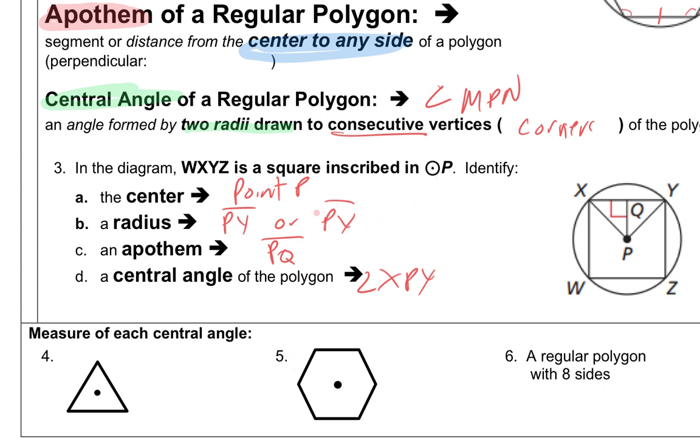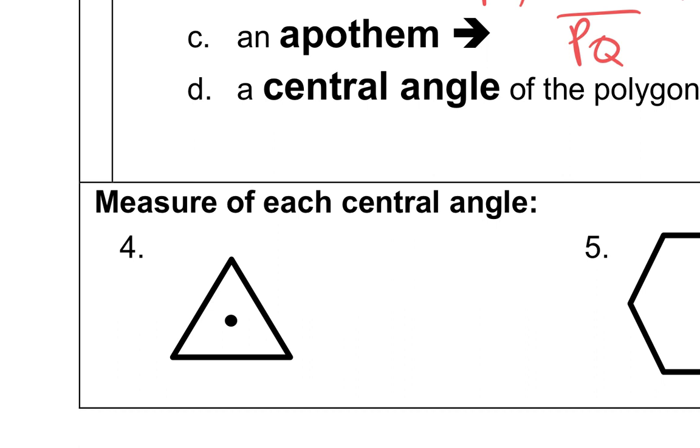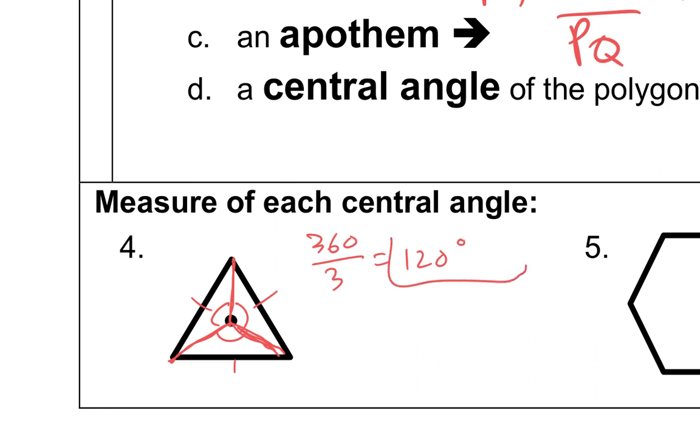Keeping that in mind, see what you remember about this. It hasn't been too long. What did we say about the central angle? Measure each central angle on this. Hopefully you tried. We said it goes from two consecutive corners through the center. So that is a central angle, and this is also a central angle, and that's a central angle. The measure of each one is 360 divided by the number of sides. 1, 2, 3 sides equals 120 degrees. So 120 degrees for each central angle.